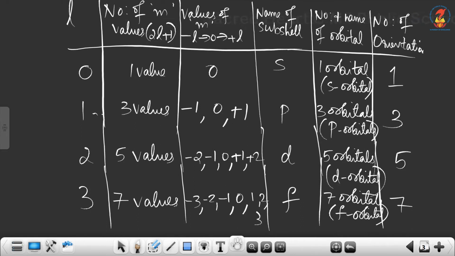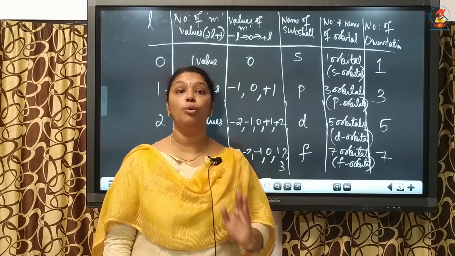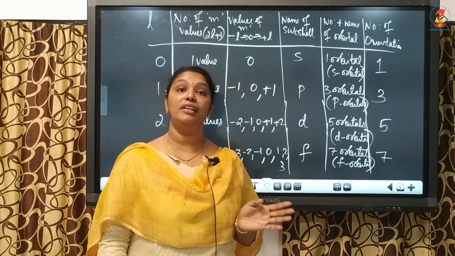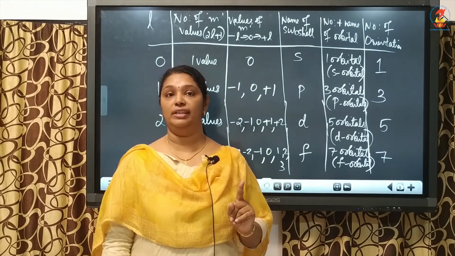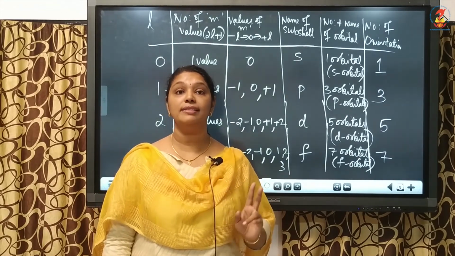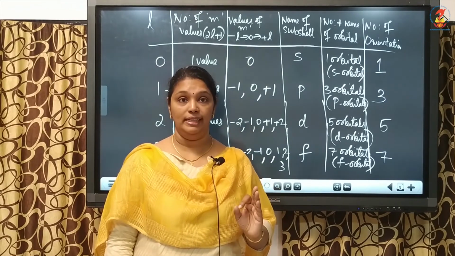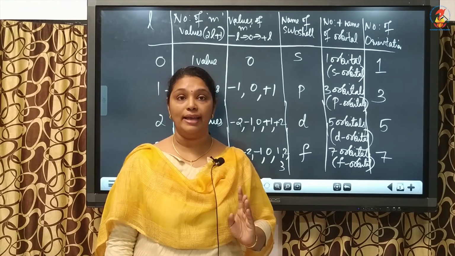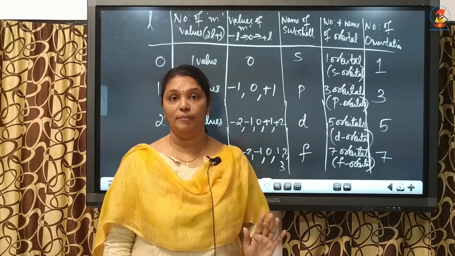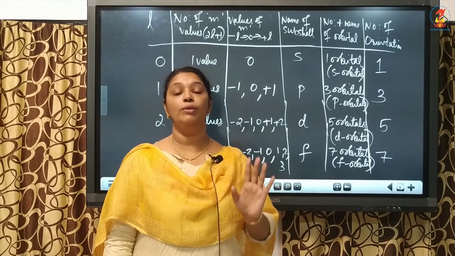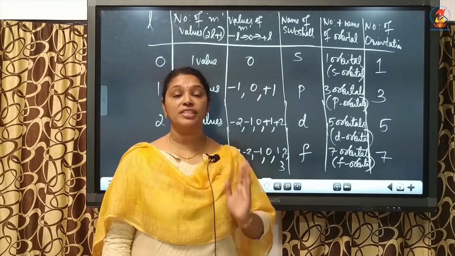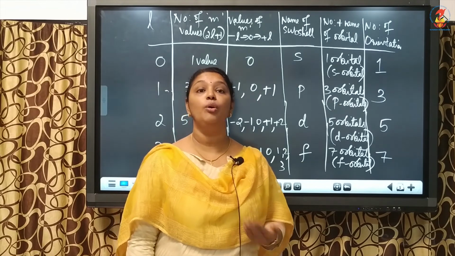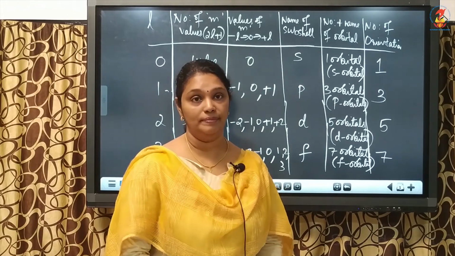I will repeat it again. The S subshell has only one orbital, that is the S orbital, and only one orientation is possible. The P subshell has 3 P orbitals and 3 orientations are possible. The D subshell has 5 D orbitals in it and 5 orientations are possible. The F subshell has 7 F orbitals and 7 orientations are possible.